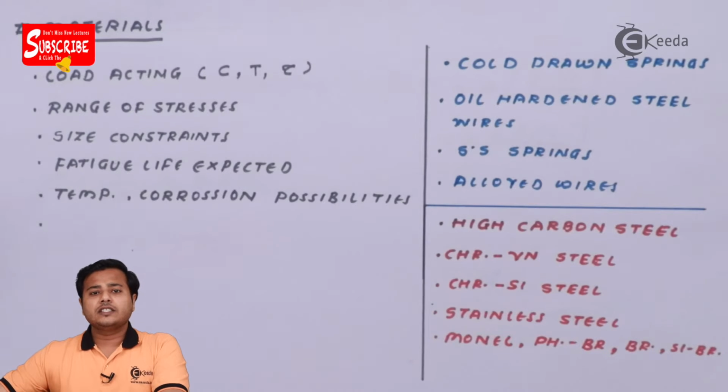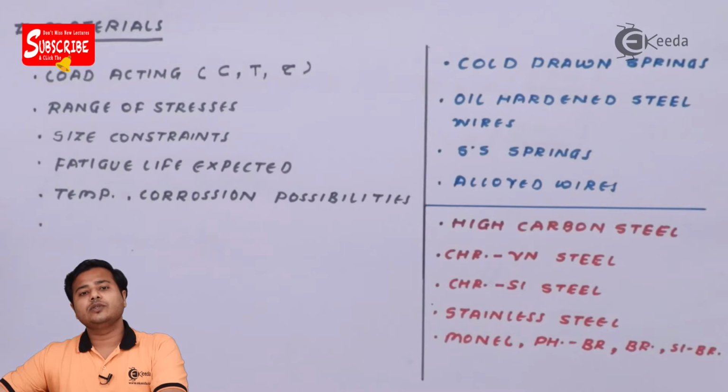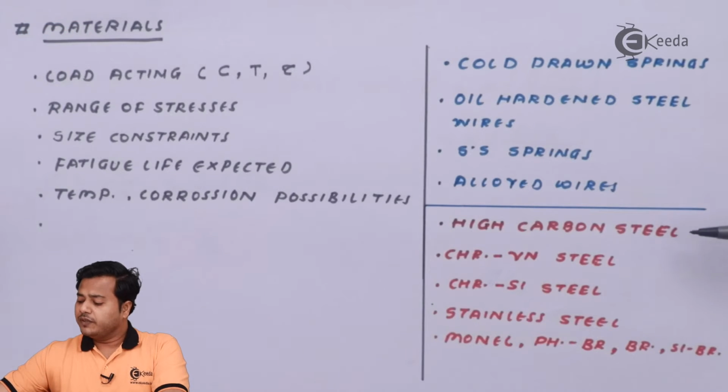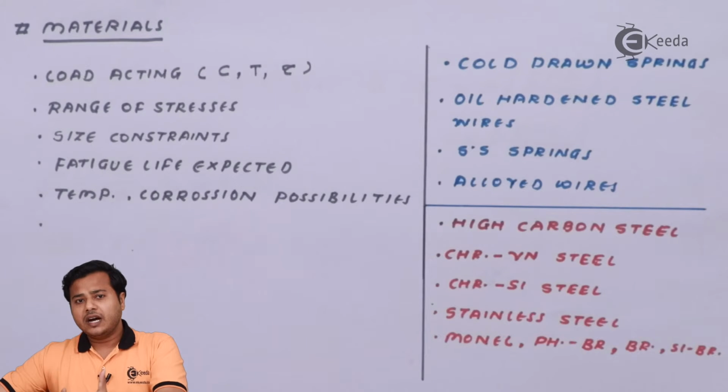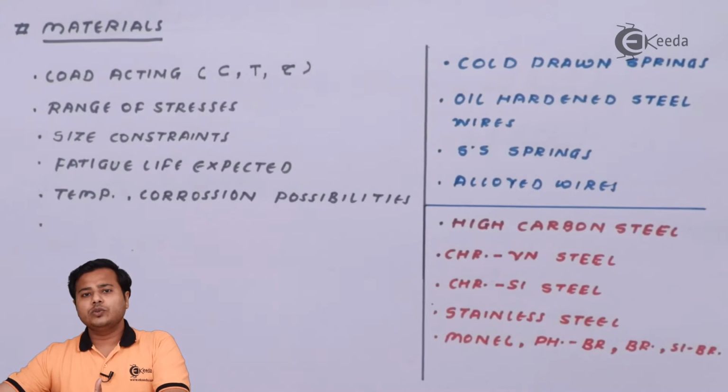Now let us look at some of the most famous materials which are used, the names of materials used for making these springs. The very first one, which is very prominently used, is called high speed or high carbon steel, where the carbon percentage is quite high. Now we know that springs are used for absorbing shocks. So materials where the carbon content is more have good capability of absorbing shocks, and that's why we may go for high carbon steel.